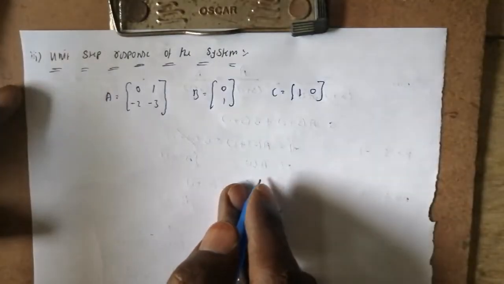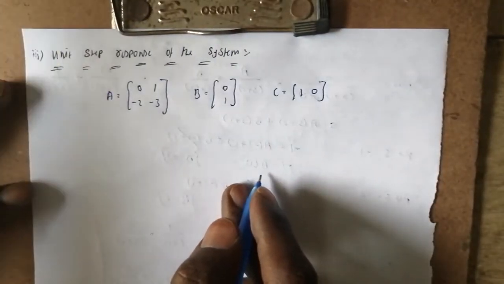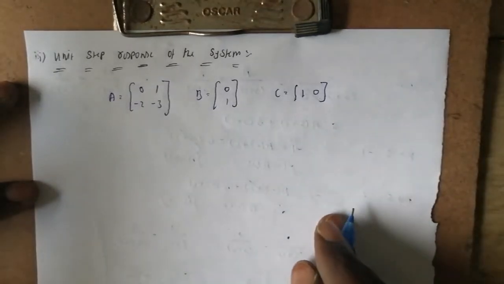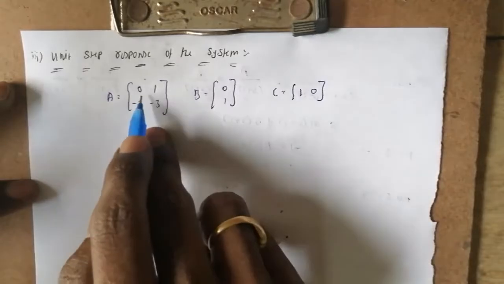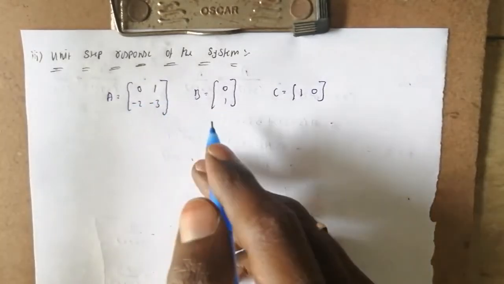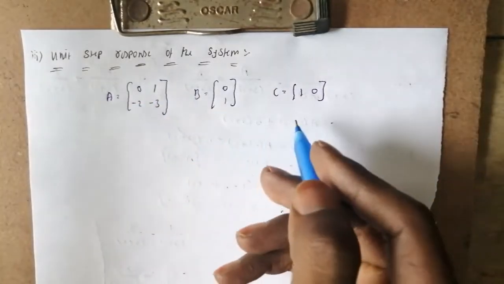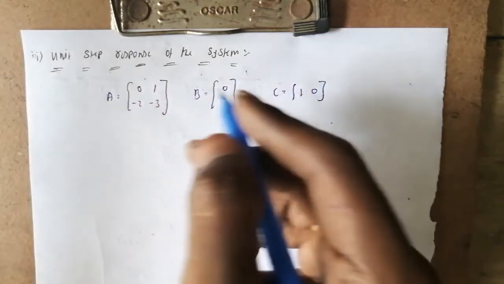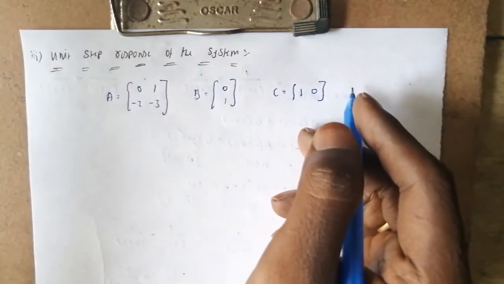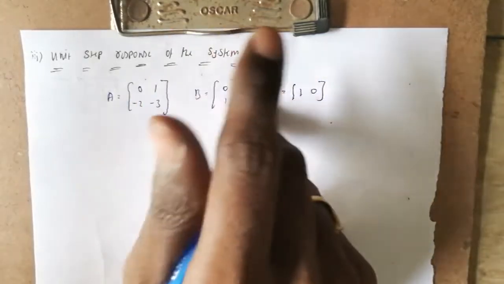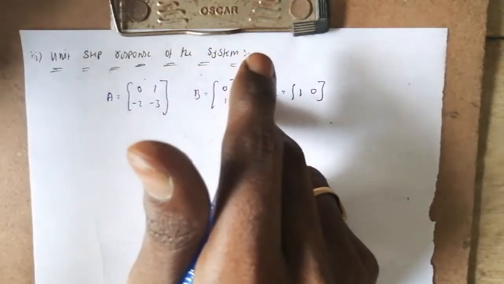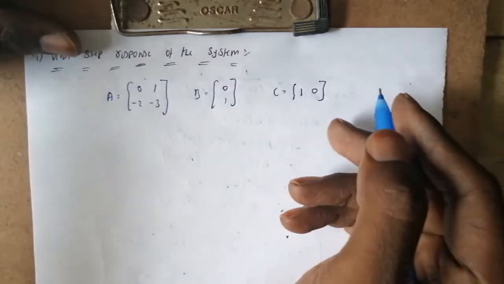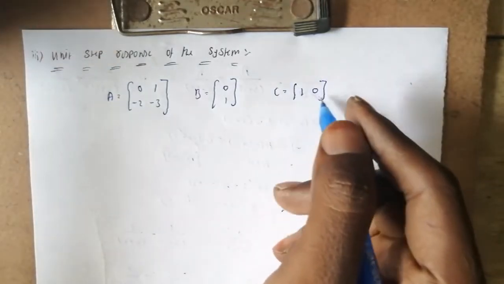And next, the third one is the unit step response of the system. So already we have these matrices from the given state model in this problem: A equals 0 1 minus 2 minus 3, B equals 0 1 and C equals 1 0. If you want to find the unit step response, we have to find the transfer function by using these three matrices. So already we know how we can convert a state model to a transfer function.